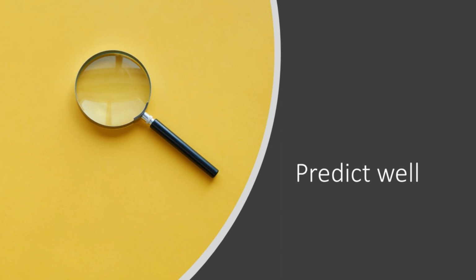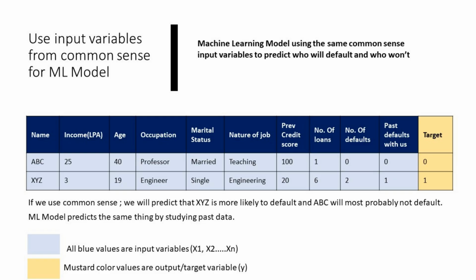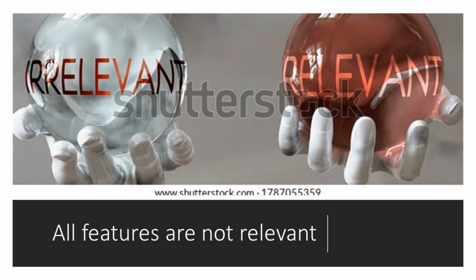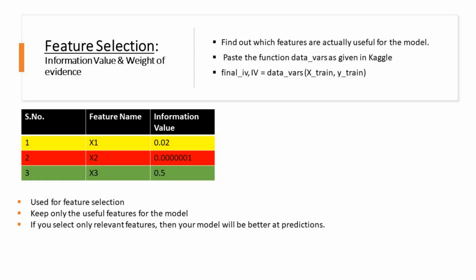if you're trying to predict using all these X variables, you will understand that all of them are not relevant. Only a few would be relevant. So what you would do is pick these relevant variables. How will you do that? You will do that using feature selection. You can paste the function as it is given in Kaggle.